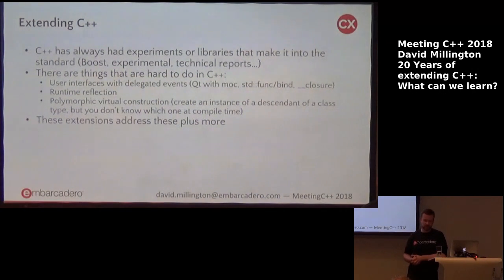Now, we extend C++ for a couple of reasons. C++ has always had experiments and libraries and that kind of research projects. And I want to focus today on some things that have been historically and still are today hard to do in C++. The particular one of interest to us is user interfaces with delegated events and controls with properties and that kind of thing. This is the kind of problem that Qt solves with moc.